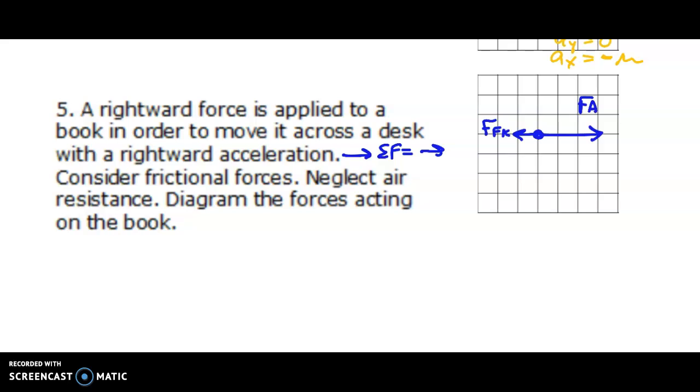Now, there's also a force of gravity on this book, like so. And there's also a normal force on this book. There you go. No acceleration in the y direction because no net force there, but there is acceleration in the x direction. It's positive acceleration, and you can see the positive net force.